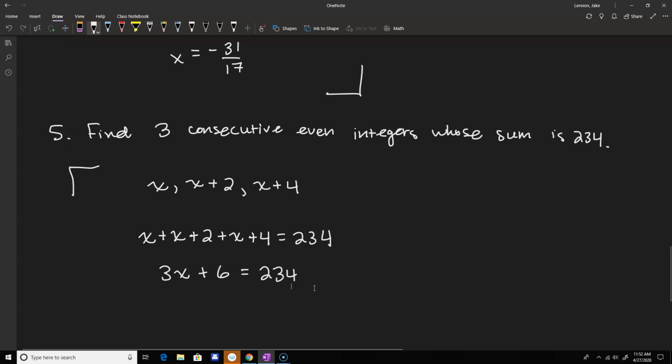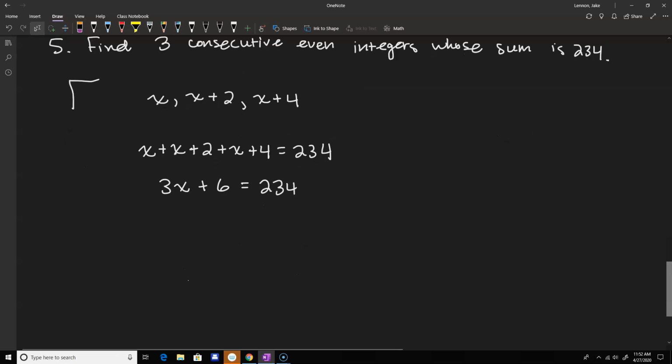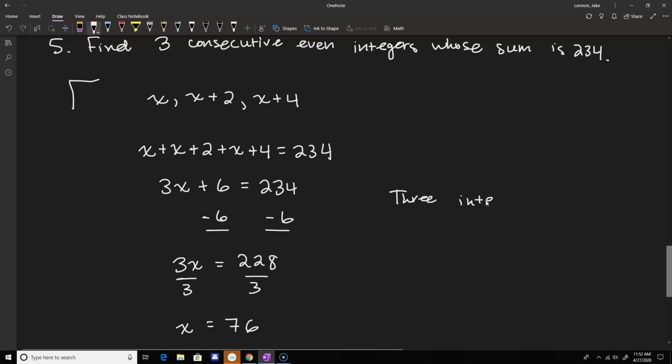And then we can solve that linear equation. So we can do that by subtracting 6 and then dividing by 3. So when we subtract 6, we end up with 3x equals 228, and then dividing by 3, we end up with x is equal to 76. So basically the 3 integers are 76, 78, and 80. And that's it. So the key to this problem is just writing it down in an organized way.